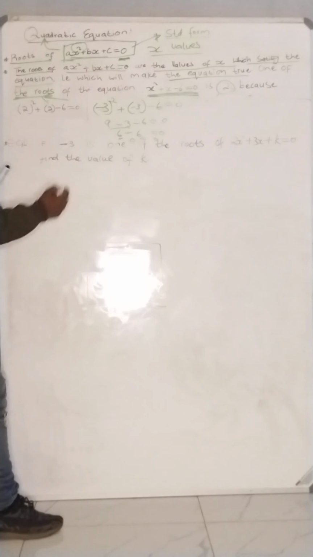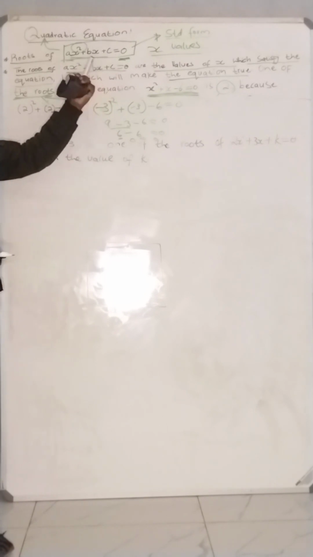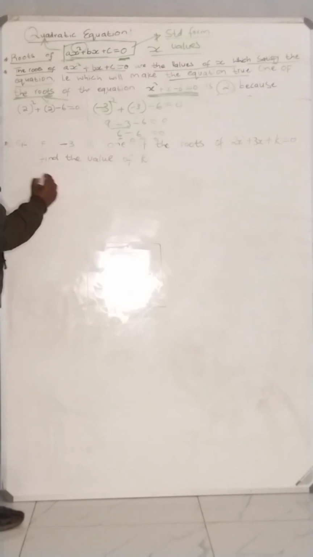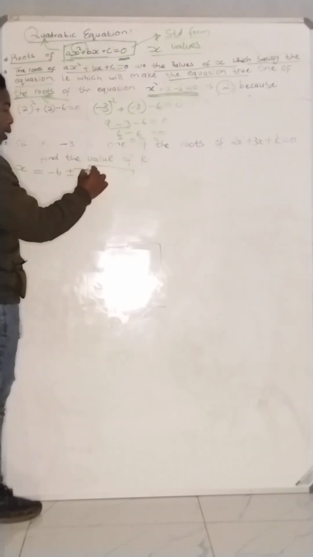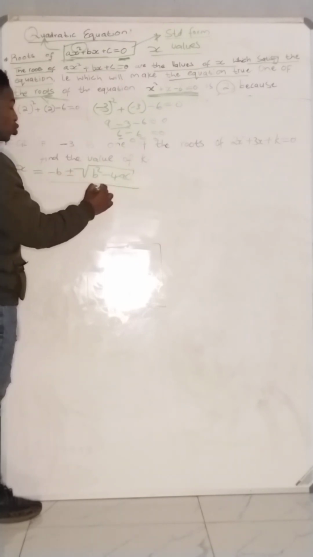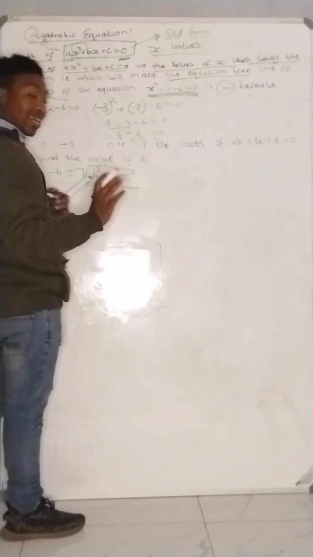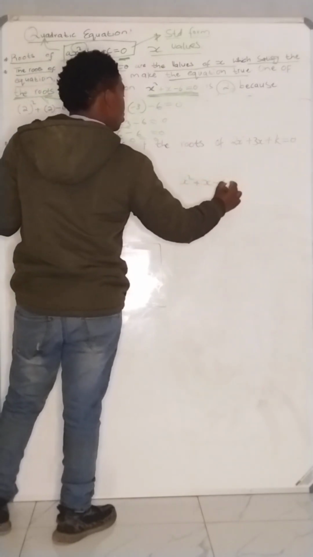The quadratic formula is there to help you with the quadratic equation. For you to use the quadratic formula, which is x equals minus b plus or minus the square root of b squared minus 4ac, all over 2a, you need to first have your equation in standard form, which is now x squared plus x minus 6 equals 0.